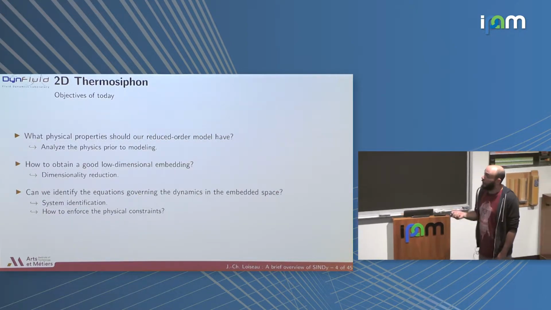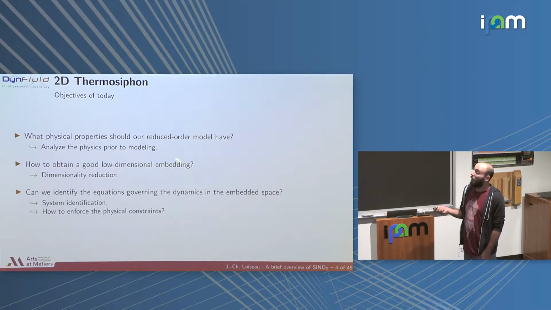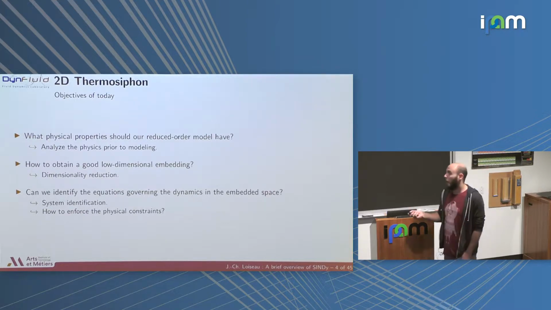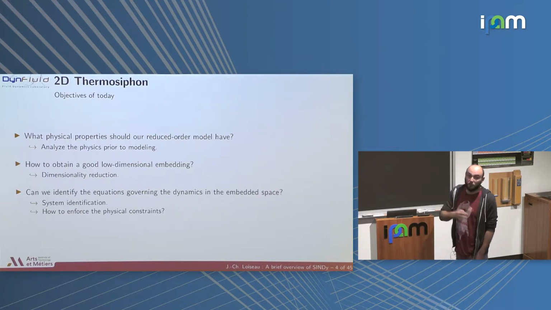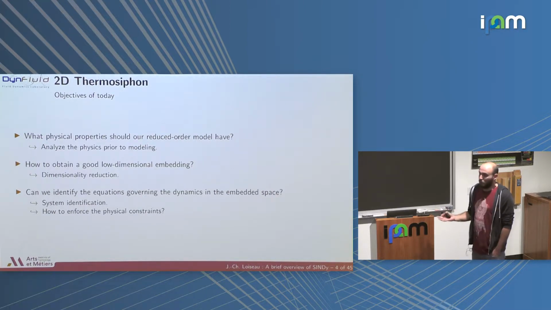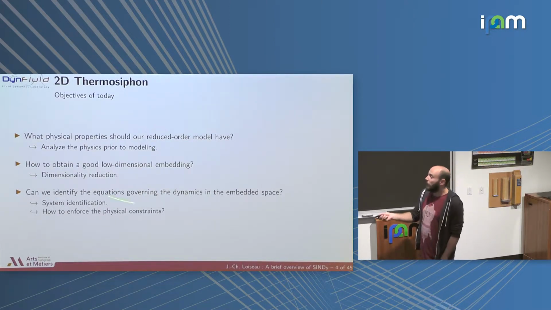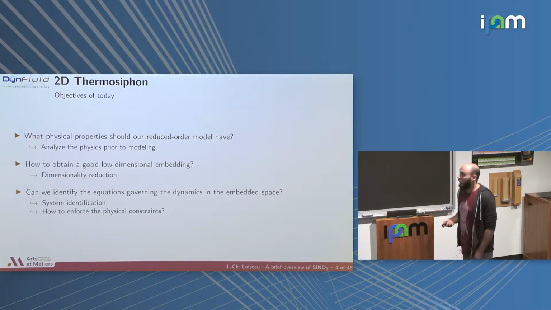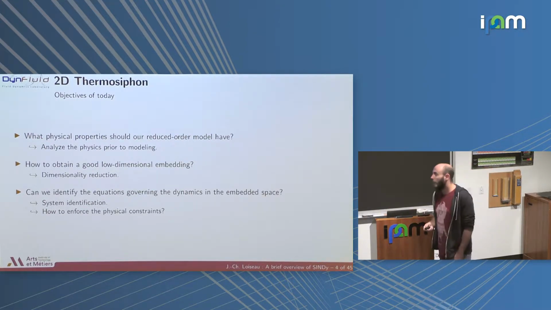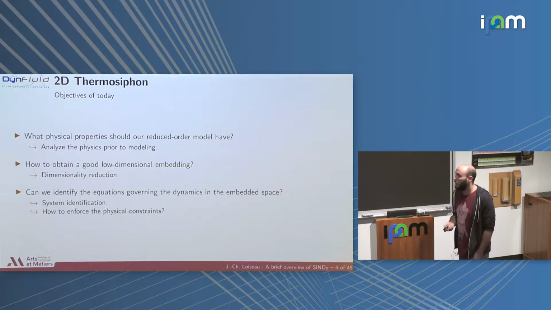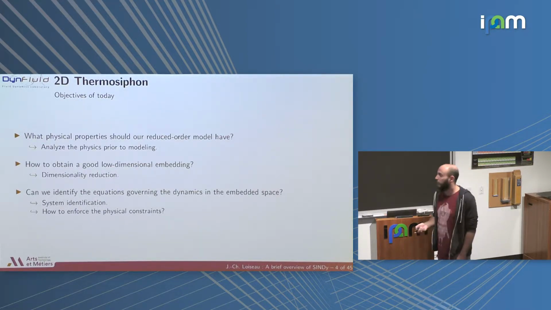So we're going to try to answer 2 different questions. The first one is, what are the physical properties our reduced model should have if it indeed is Lorenz-like dynamics? For that, we're going to analyze the physics on the simpler problem: we're actually going to rederive the Lorenz system from Rayleigh-Benard convection, just to get some insights on how we should treat our problem if it's indeed similar. Then we're going to look at how we can get a low-dimensional embedding for our system, and then how we can use system identification, so SINDy, to get the governing equations of the dynamics in this low-dimensional embedded space.